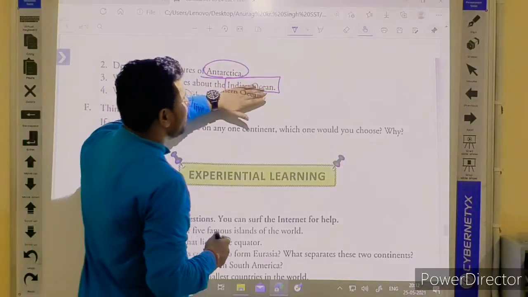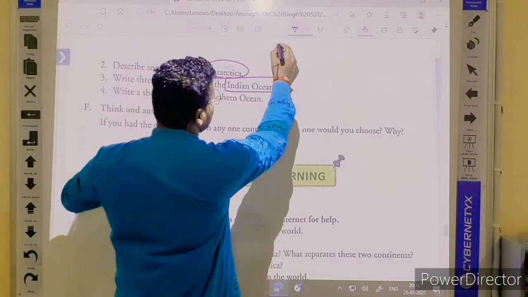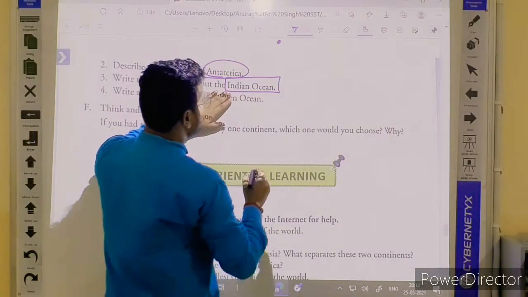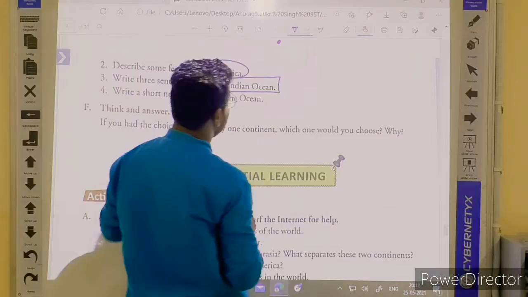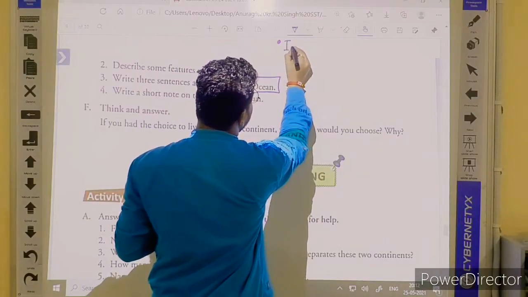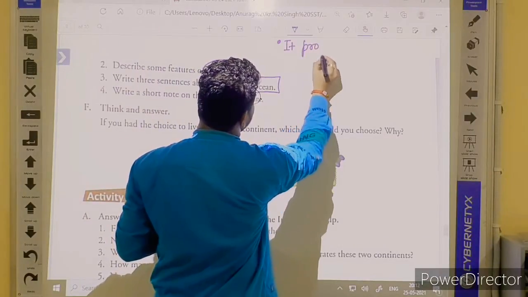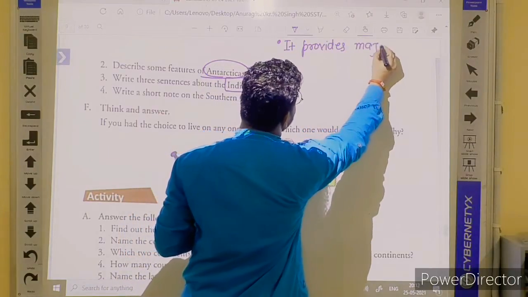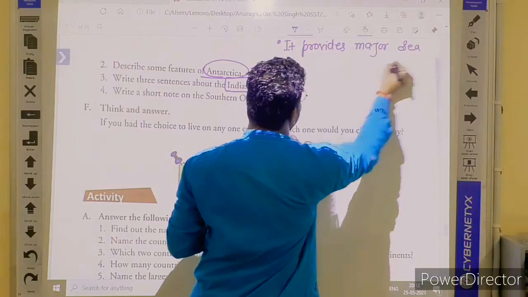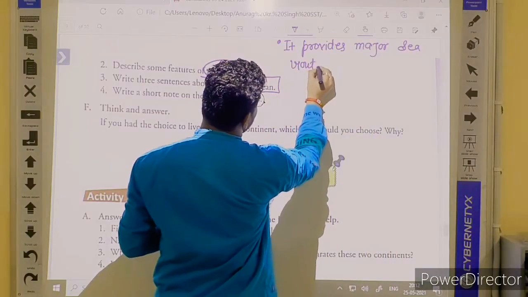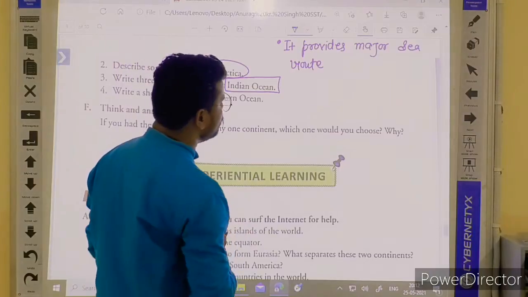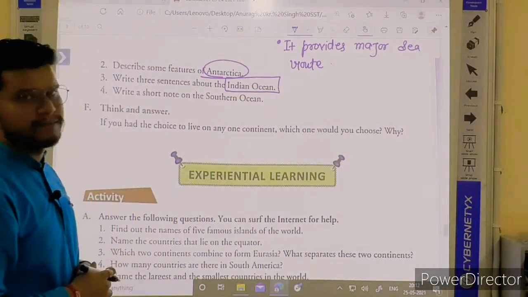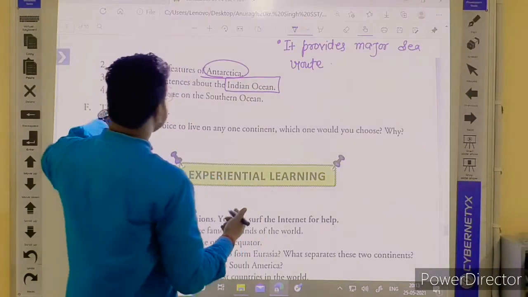Three sentences about Indian Ocean. Yes, everybody write. Your first sentence is: it provides major sea route. This is the first sentence about Indian Ocean. Now come on the second point.